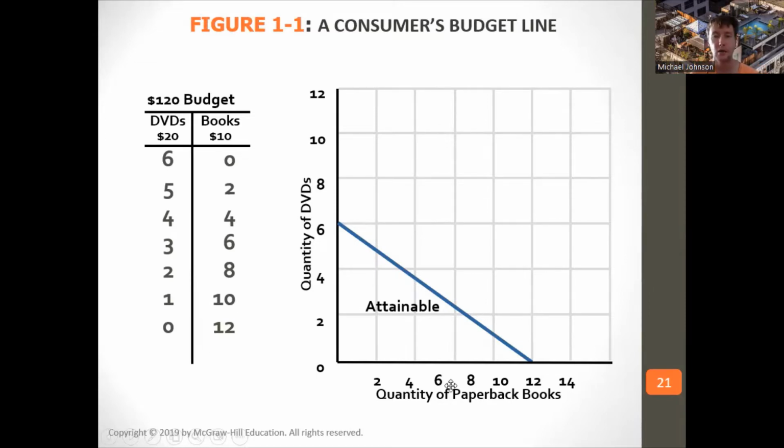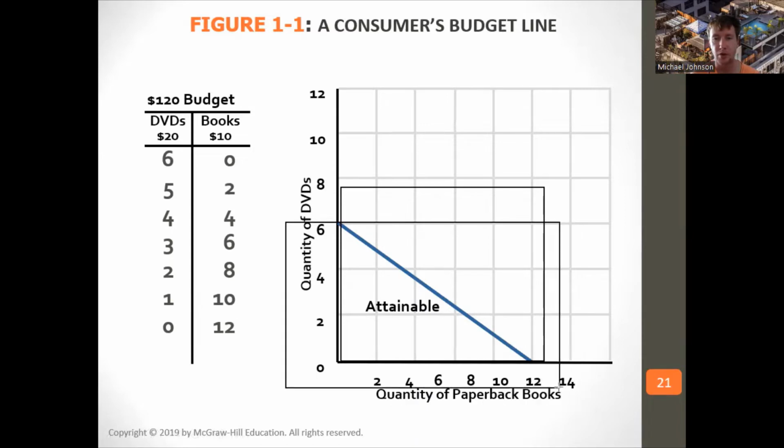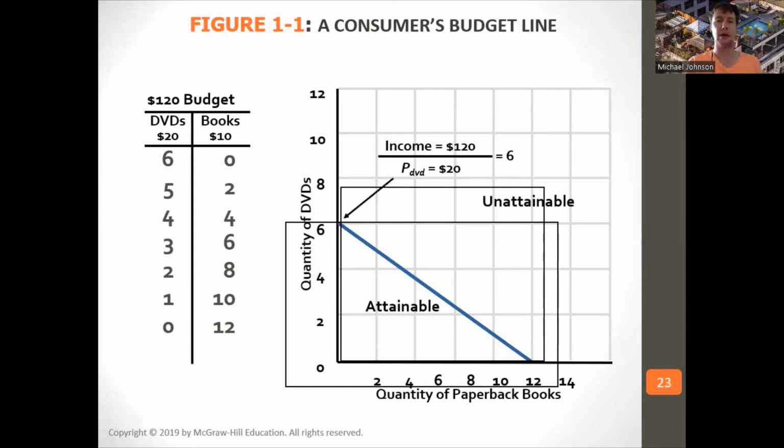So we can do that. Those are all along this line. So anything along this line we can do. Anything below the line we can do, because we have enough resources to pay for all of that. But anything outside of the line to the right of it, we can't pay for it because we don't have the resources. So anything below the line we can pay for, and on the line we can pay for, but anything above the line.